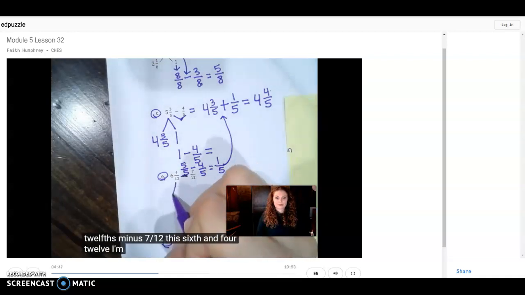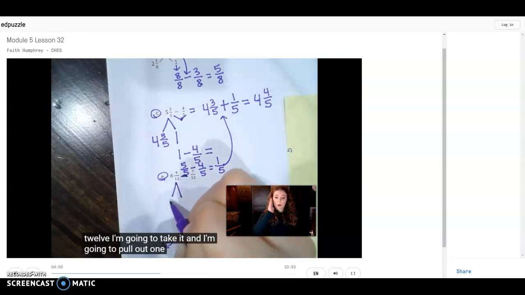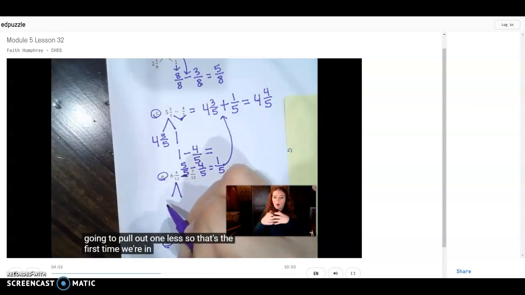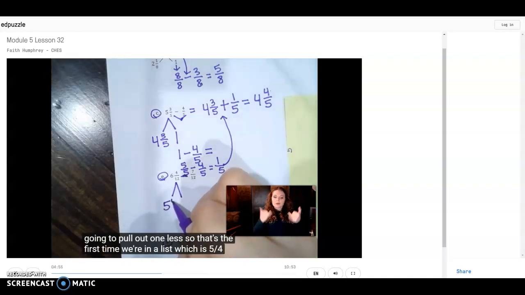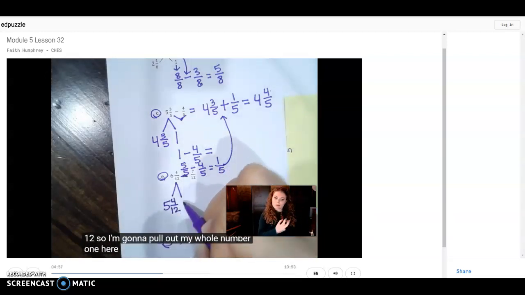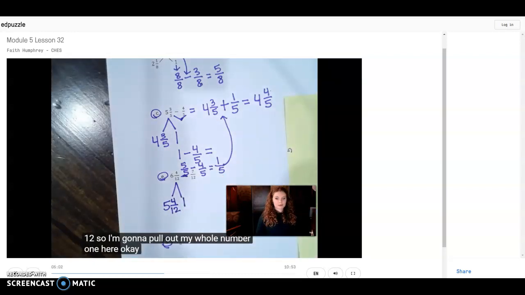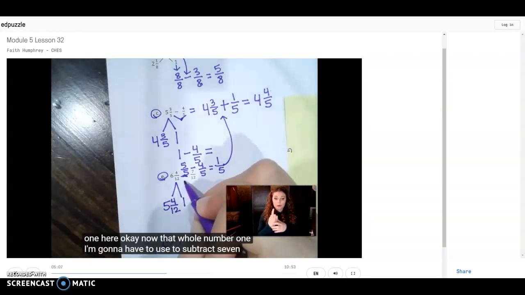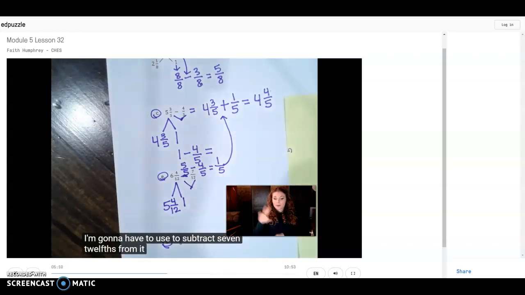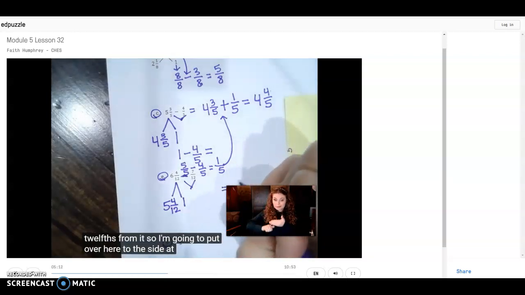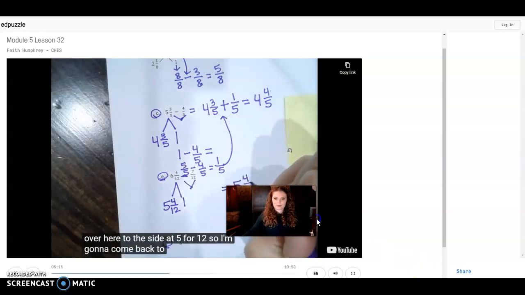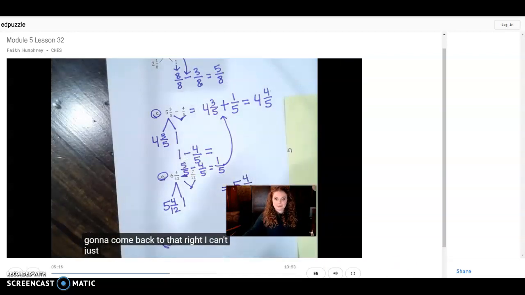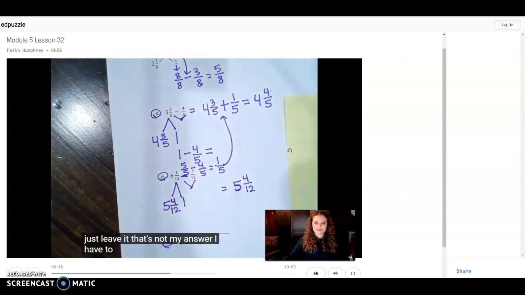This 6 4/12, I'm going to pull out 1 less. So that's the first number I'm going to list, which is 5 4/12, because I'm going to pull out my whole number 1 here. Okay? Now that whole number 1, I'm going to have to use to subtract 7/12 from it. So I'm going to put over here to the side 5 4/12 because I'm going to come back to that, right? I can't just leave it. That's not my answer. I have to subtract here. So it's my next step.